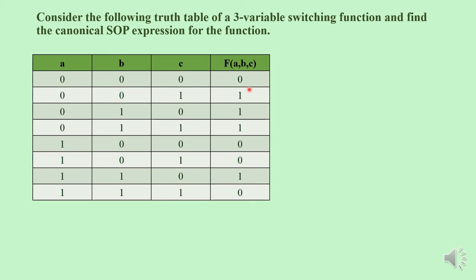For 1, output is 1. For 2, output is also 1. For 3, output is also 1. For 4, output is 0. For 5, output is 0. For 6, output is 1. And for 7, output is 0.